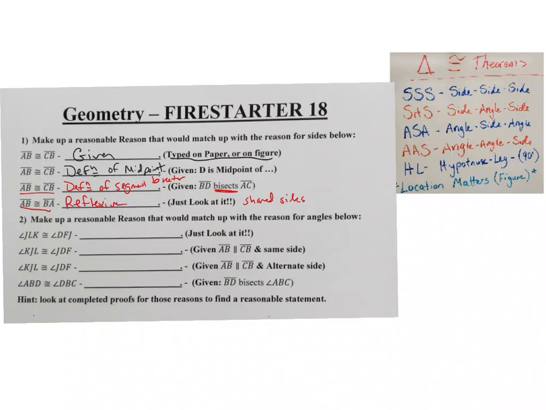Just look at it. There are a couple of ways where you might just look at it. This one could be given. It also could be vertical angles. Those are the two ways we might just see it, depending on how it's set up. If I see this in the given, and they're on the same side, I bet we're going to end up using corresponding. Remember, we want to see two parallel lines cut by a transversal eventually. If they're on alternate sides, I bet I'm going to say alternate interior angles are congruent. If I see segment bisects ABC, I bet I'm going to say definition of angle bisector.